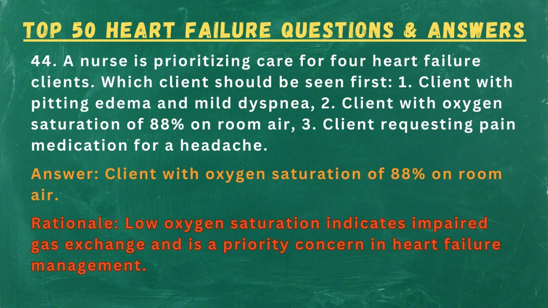44. A nurse is prioritizing care for 4 heart failure clients. Which client should be seen first? 1. Client with pitting edema and mild dyspnea. 2. Client with oxygen saturation of 88% on room air. 3. Client requesting pain medication for headache. Answer. Client with oxygen saturation of 88% on room air. Rationale. Low oxygen saturation indicates impaired gas exchange and is a priority concern in heart failure management.